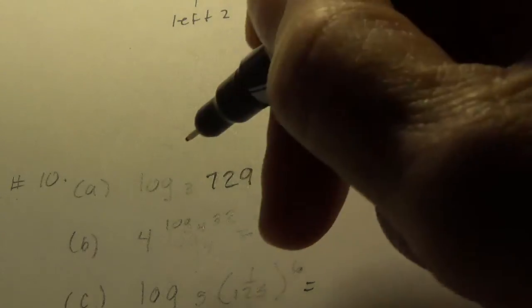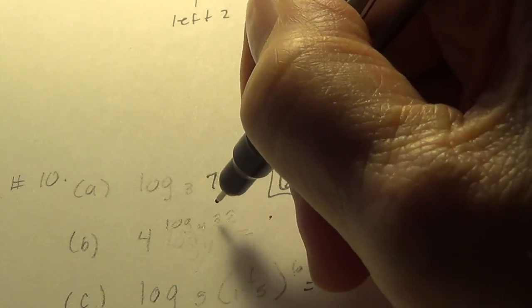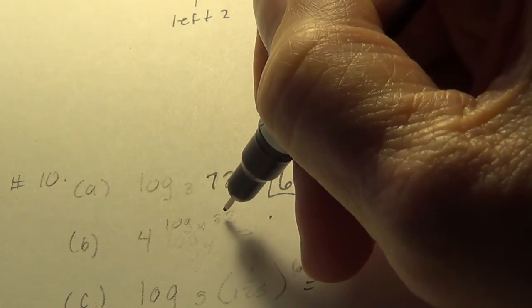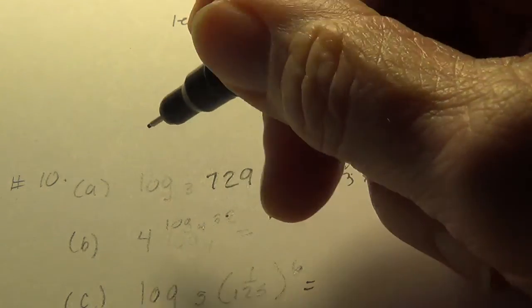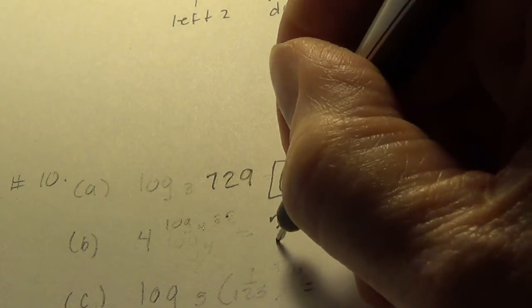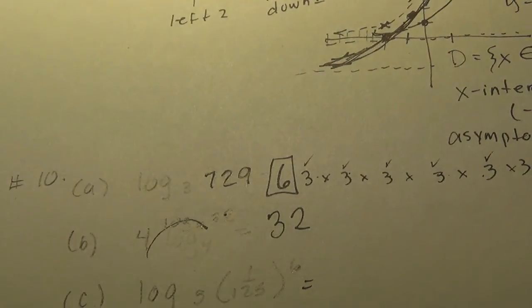All right, on this one, 4 raised to the log base 4 of 32. Up in the exponent, I see I have the number that I raised 4 to get 32. So if I raise 4 to that number, I get 32. All right, so 32 is the answer to that.